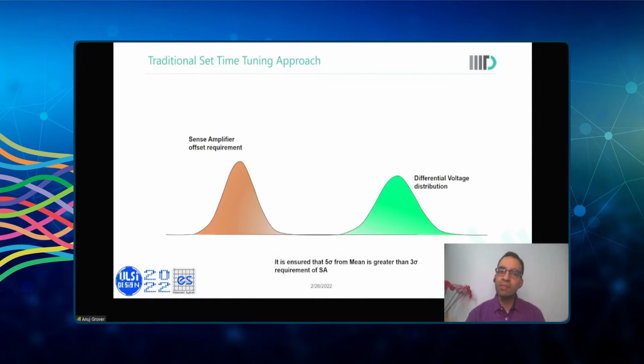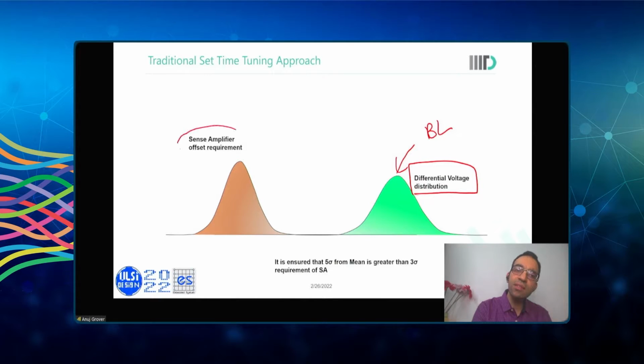Graphically, I can represent it like this. This is the differential voltage distribution from the bit lines, and this is the sense amplifier offset requirement. What is essentially required is that the minimum differential voltage that appears on the bit lines should be greater than the sense amplifier offset requirement. This would ensure that there are no failures.